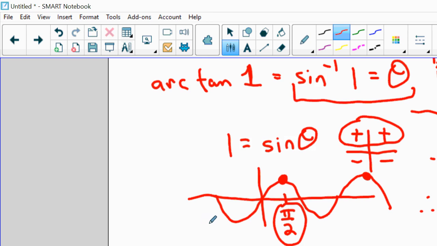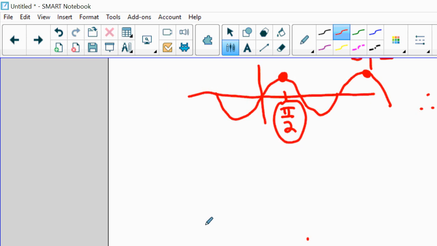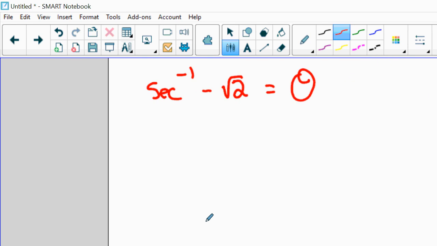All right, let's try another one. How about inverse secant of minus square root of 2 equals some angle. First of all, secant inverse, like cosine inverse, is in the first and the second. My answer is in the first or second. Take secant of both sides.